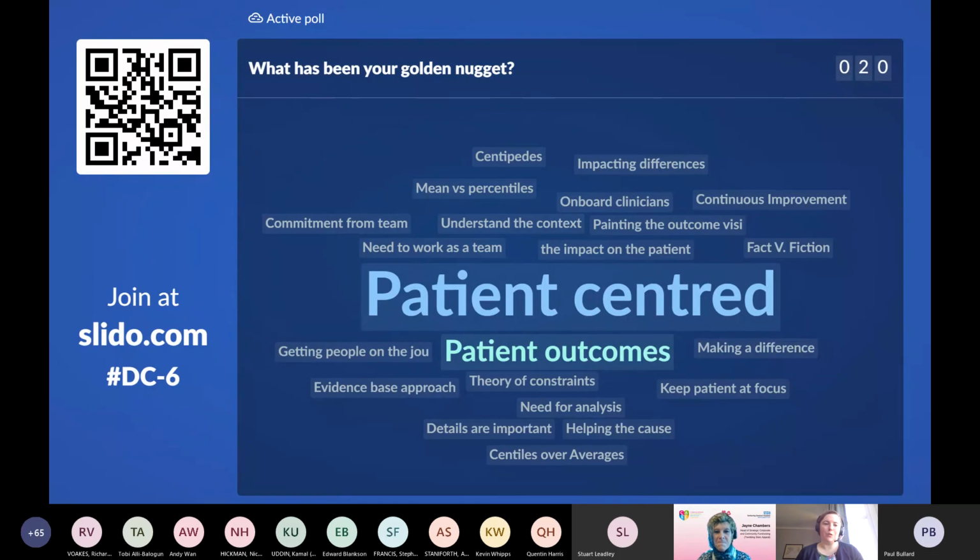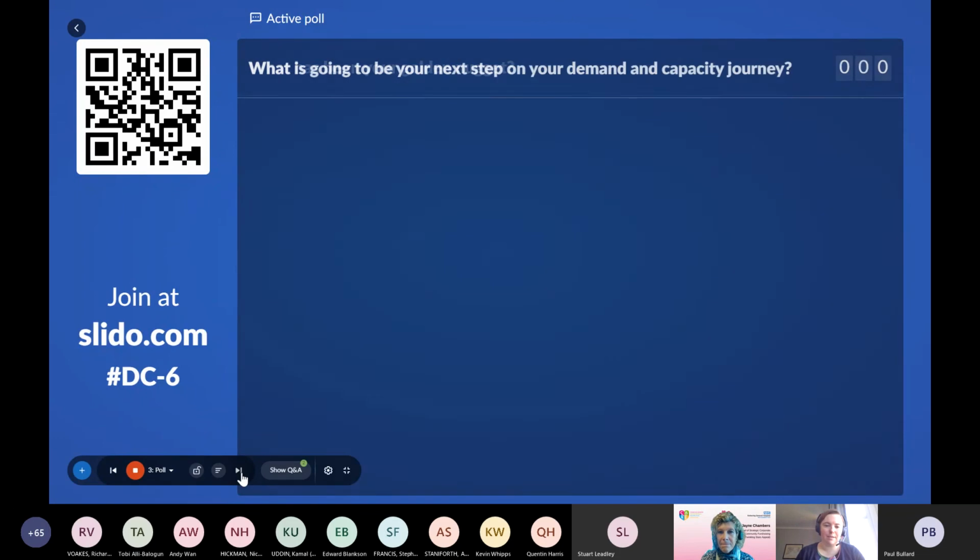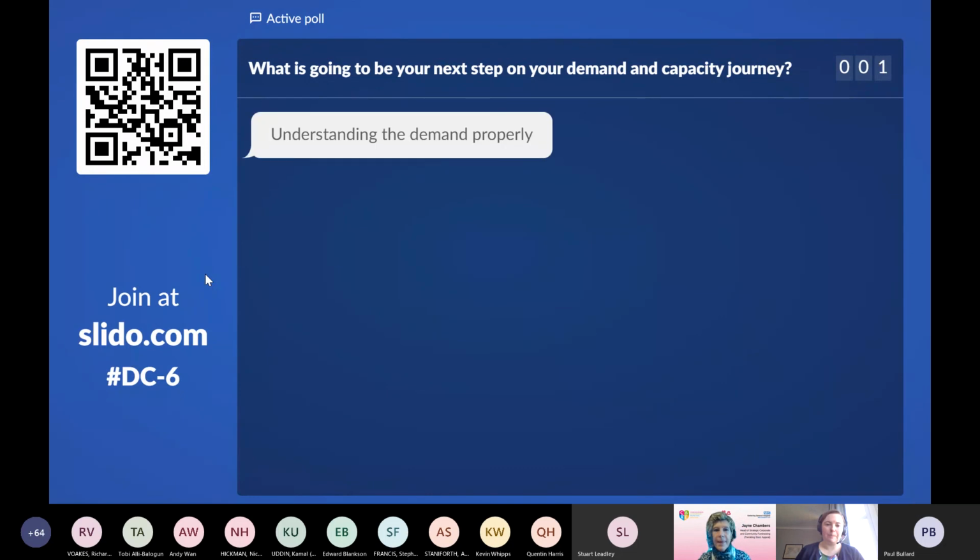Okay, we're going to move on to the next Slido question now, if we can. Thank you very much, Paul. So for you each individually or in your groups, if you're working together, what do you think is going to be the next step on your demand and capacity journey? We've tried to structure this course in a way that you can follow through and implement the theory in your projects, but everybody's going to be working on something different. Everyone's going to have a different next step.